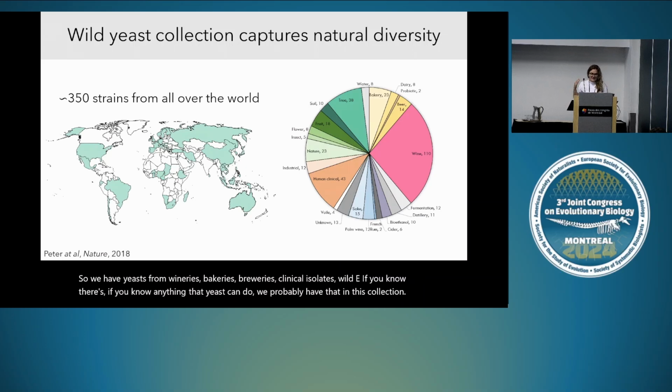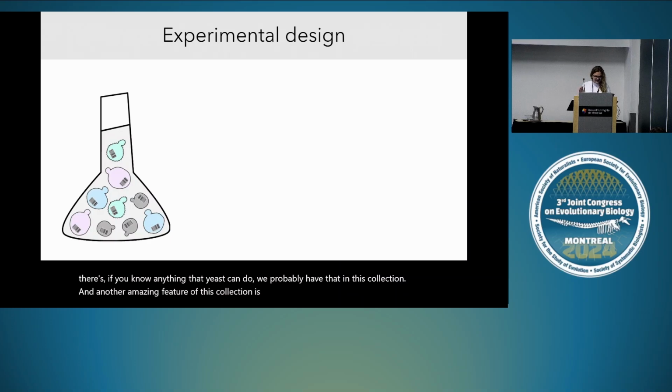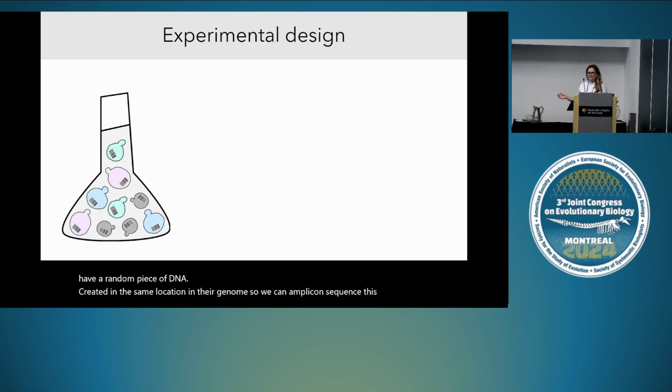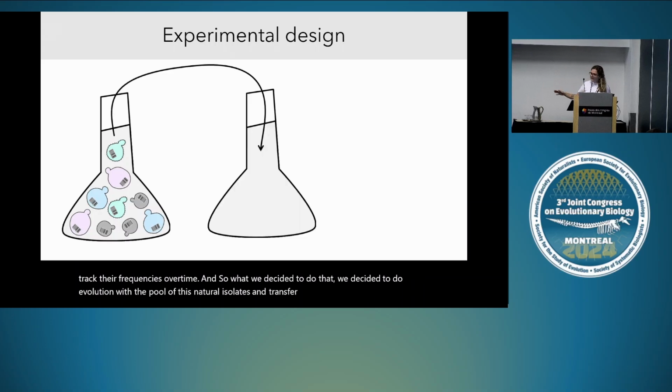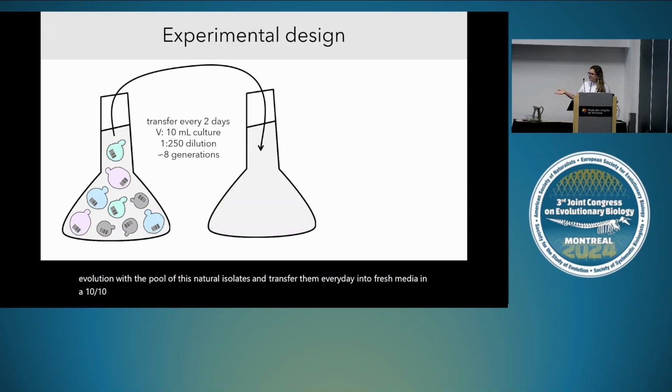And another amazing feature of this collection is that all the yeasts are barcoded, so they have a random piece of DNA integrated in the same location in their genome, so we can amplicon sequence this barcode and track their frequencies over time. And so what we decided to do was evolution with the pool of these natural isolates and transfer them every day into fresh media in a 10 microliter volume culture and 1 to 250 dilution. So it's roughly 8 generations per transfer.